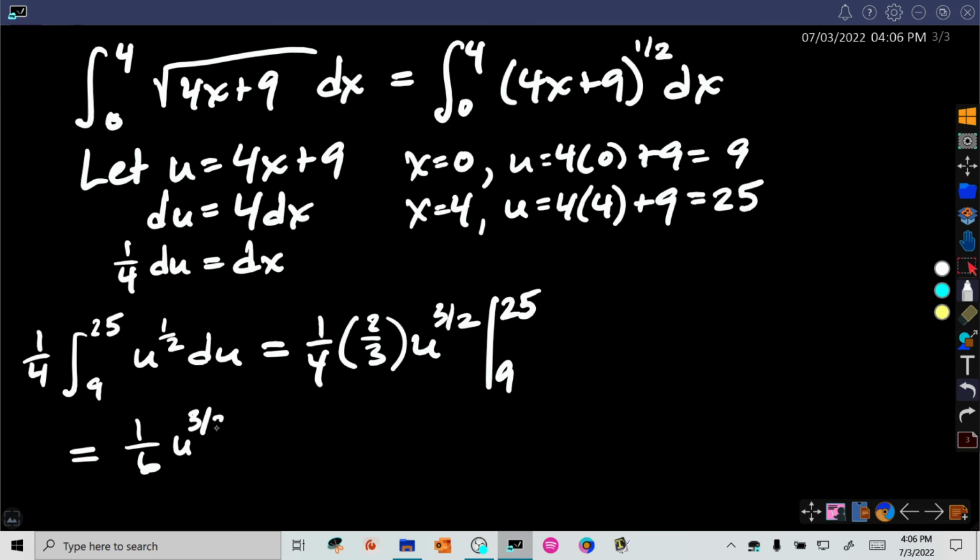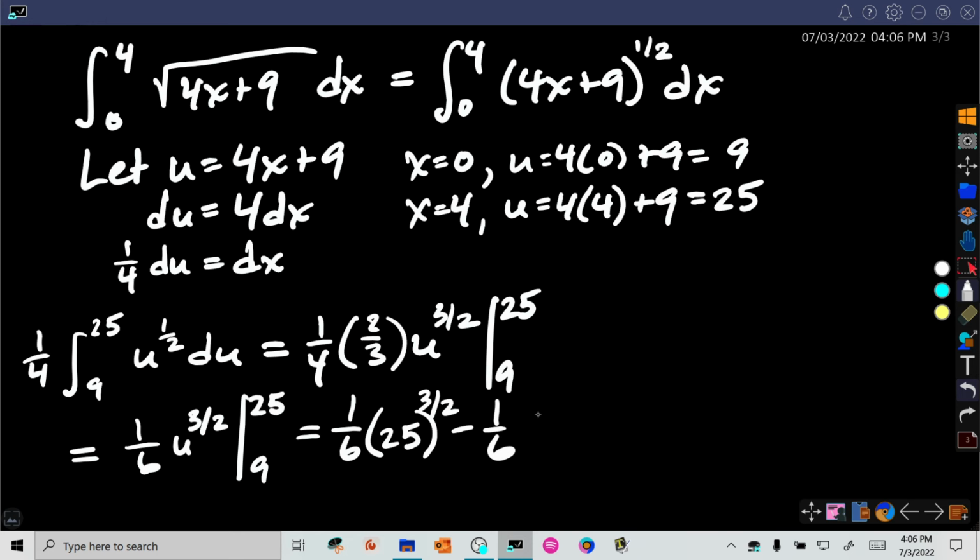U to the 3/2. And again, one of the nice things about doing it this way, with switching everything to u's, is you don't have to worry about going back and back substituting anything. You just keep it there and live with it. It's partially why I prefer this method, but you know, tomato, tomato, it's the same thing. 25 to the 3/2 minus 1/6 times 9 to the 3/2. And this is actually going to work its way out to being 49/3. Okay.